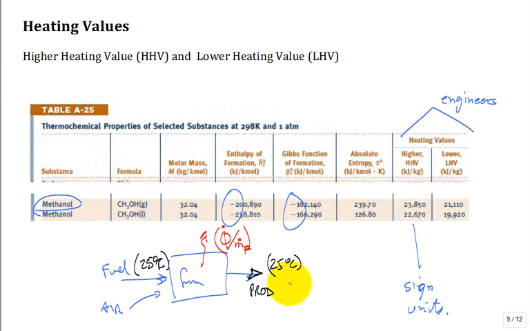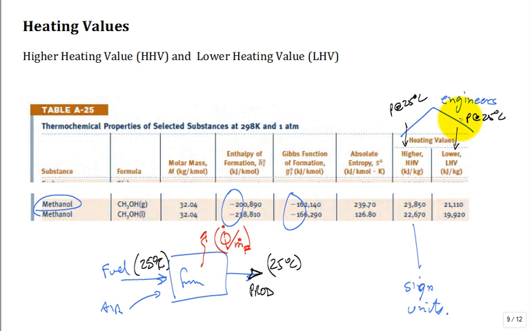Well, great, you burned something, but you didn't get anything out of it. You just put hot exhaust gases out the flue. If you put out 25 degrees C out the flue, you got the most heat out of that fuel. So both of these heating values have the products at 25 degrees C.